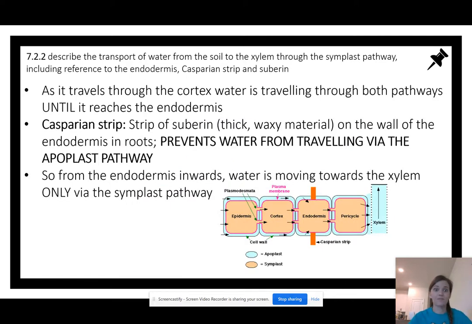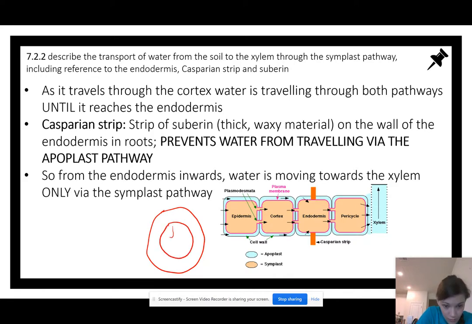Okay, so this is where it gets fun. So it travels through the cortex, both pathways, until it gets to the endodermis. Remember the inner cross sections we have. So the endodermis separates the cortex from the vascular bundles. This endodermis has a strip of really waxy, waterproof coating. It's called the Casparian strip. The Casparian strip is a structure made of suberin, which is a thick, waxy, waterproof coating. This stops water from traveling via the apoplast pathway.